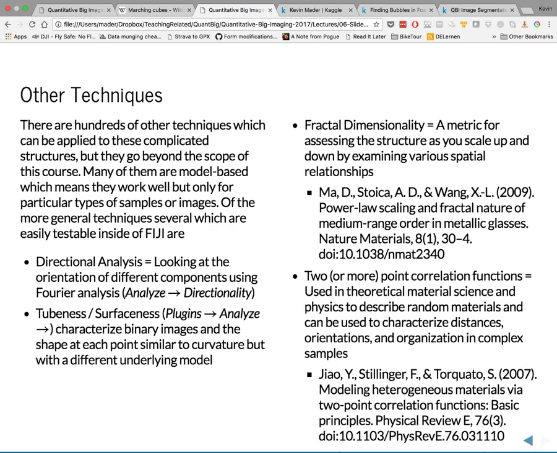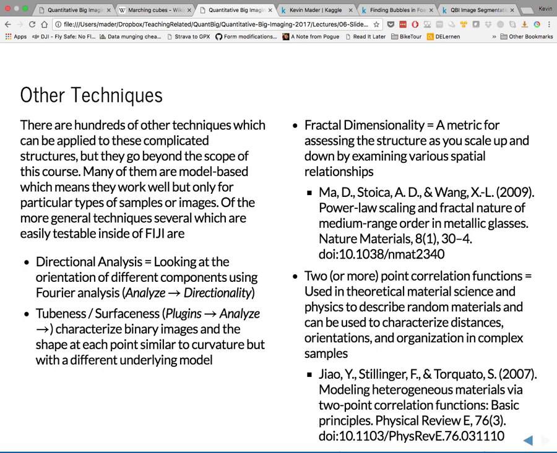So there are also hundreds of other techniques. And so this was really just a beginning to show what sort of more advanced techniques are out there. This ranges from Fourier analyses to tubeness or surfaceness, where you can characterize similar to curvature, but using a different underlying model. There's a lot of work with fractal dimensionality. So if you have objects that look similar at different scales, you can start to quantify those things.